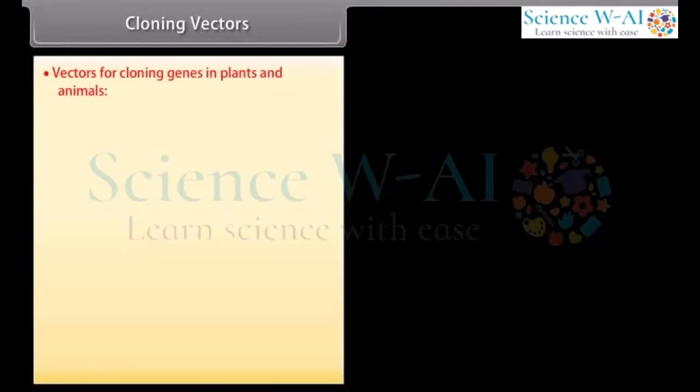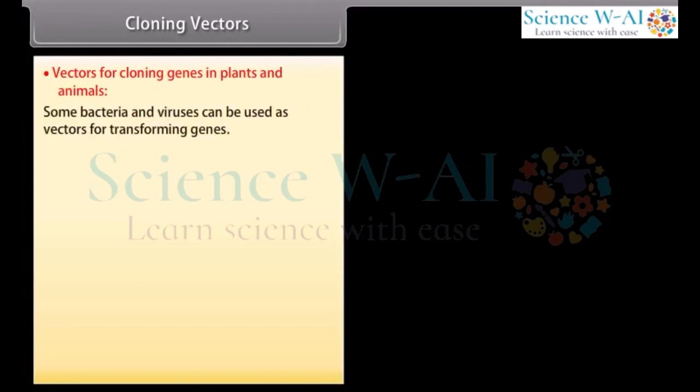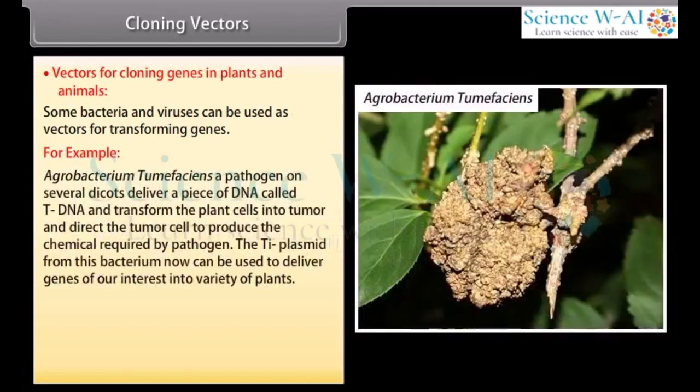Vectors for cloning genes in plants and animals. Some bacteria and viruses can be used as vectors for transferring genes. For example, Agrobacterium tumefaciens, a pathogen of several dicots, delivers a piece of DNA called T-DNA and transforms the plant cells into tumor cells and directs the tumor cells to produce the chemicals required by the pathogen.